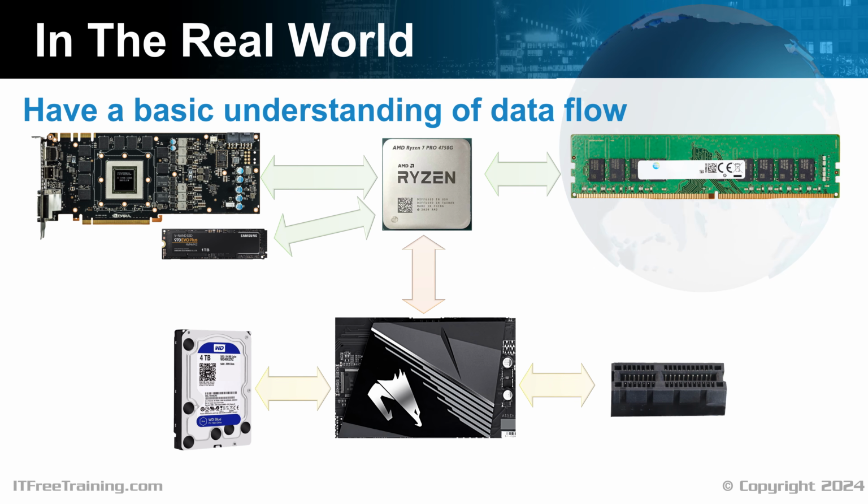In the real world, you just need to have a basic understanding of how data flows around the computer. Your high-speed devices like the video card, PCI Express storage like M.2, and memory modules will most likely be connected directly to the CPU. Other devices like hard disks and slower PCI Express slots will connect to the south bridge.